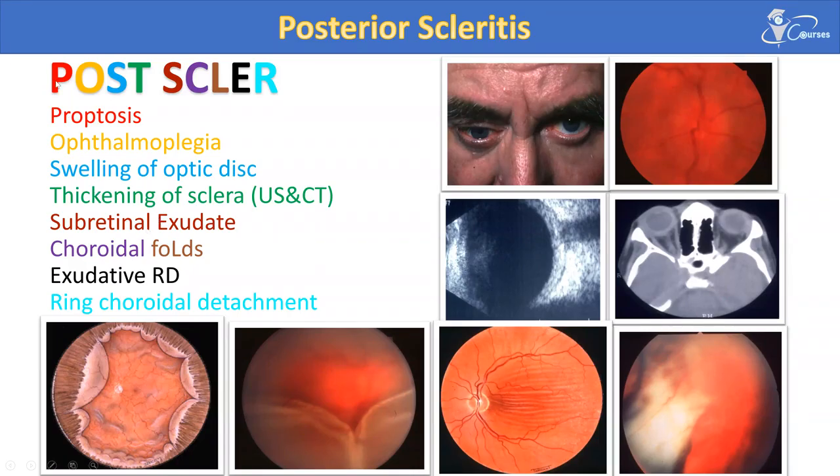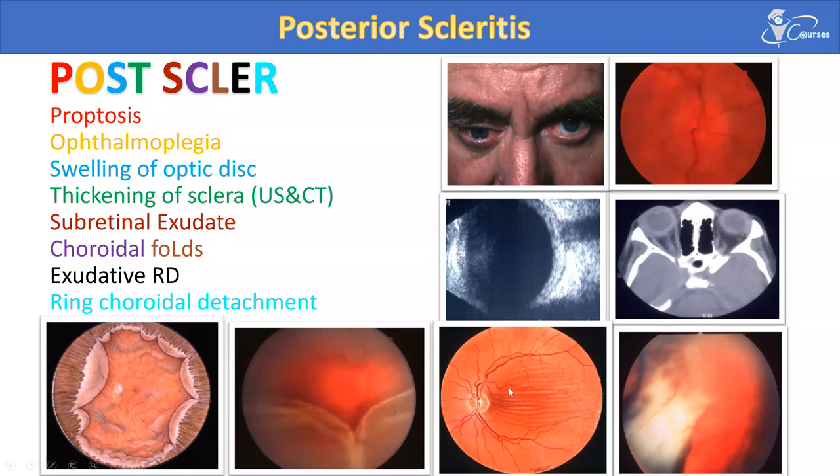So again, P for proptosis, O for ophthalmoplegia, S for swelling of the optic disc, T for thickening of the sclera by ultrasound and CT, and S for subretinal exudates. So those patients can have subretinal exudation. This is also one of the differential diagnoses of exudative retinal detachment. F for folds, so folds is for L.